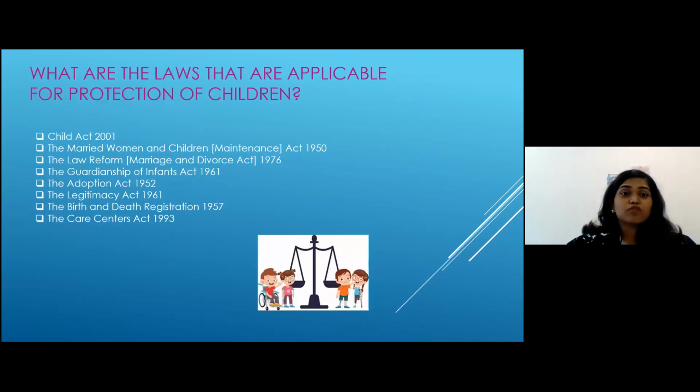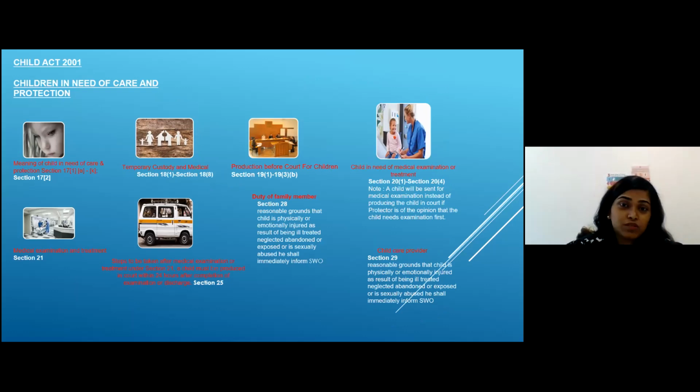Now, the first part of this session is: what are the laws that are applicable for protection of children? These are the acts that govern protection for children. Firstly, we have the Child Act 2001. This Act is for children who are in need of care and protection. If you look at this slide, section 17 subsection 2 is the interpretation of a child who is in need of care and protection.